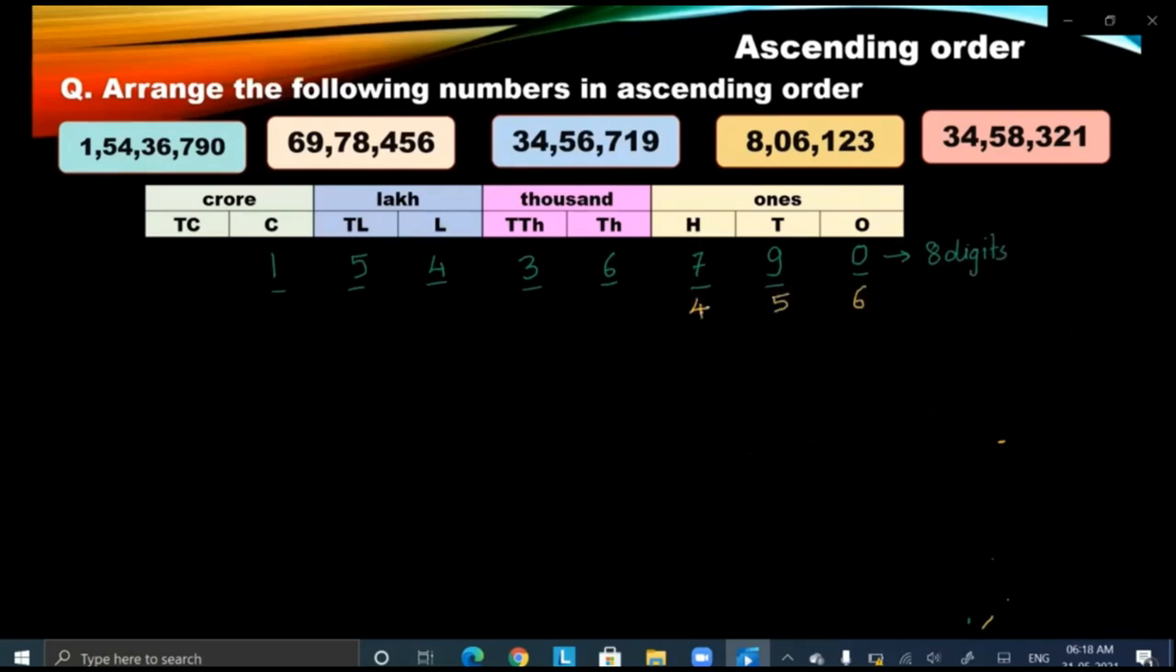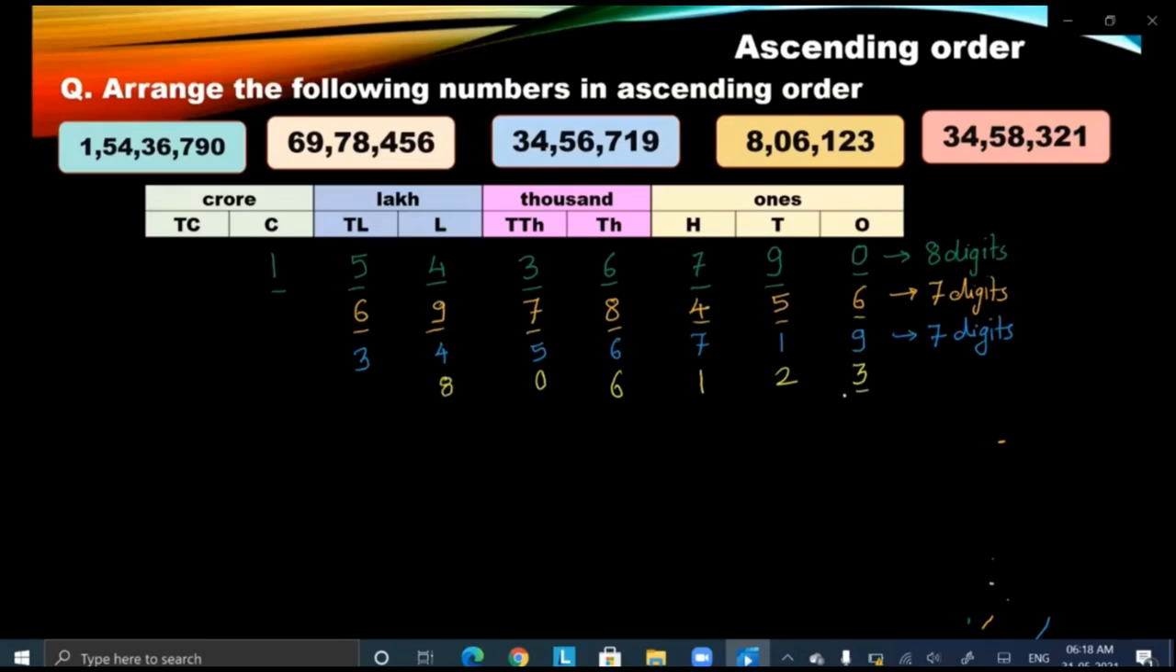Let us write down the second number, and in the second number again if we count the number of digits, then it is a 7-digit number. Children, here we have to write down the numbers from right side to left side so that we should not make any mistake. Now we got here one more 7-digit number, and the fourth number is a 6-digit number. Now the last number we got here is a 7-digit number.